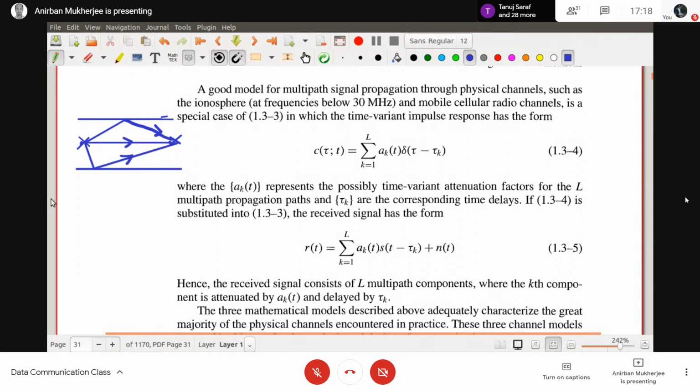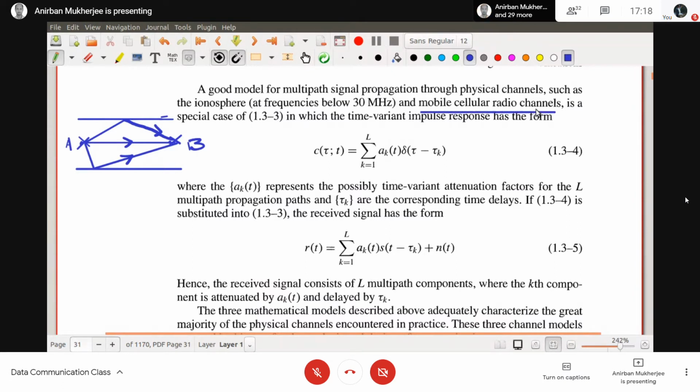Now, what I am saying is that the channel C(tau, t), with A and B on either side, is time variant. It is basically a sum of delayed impulses, and a sum of delayed impulses is a good model for multipath signal propagation through physical channels, such as mobile. Rather, I will say this one is easier to understand.